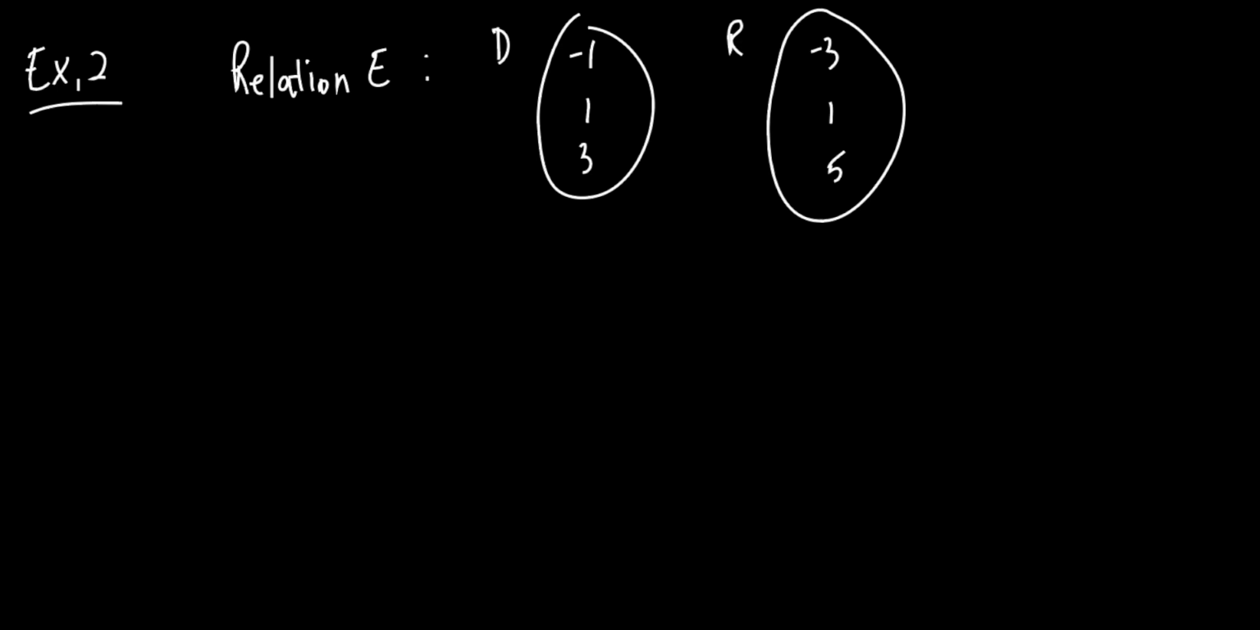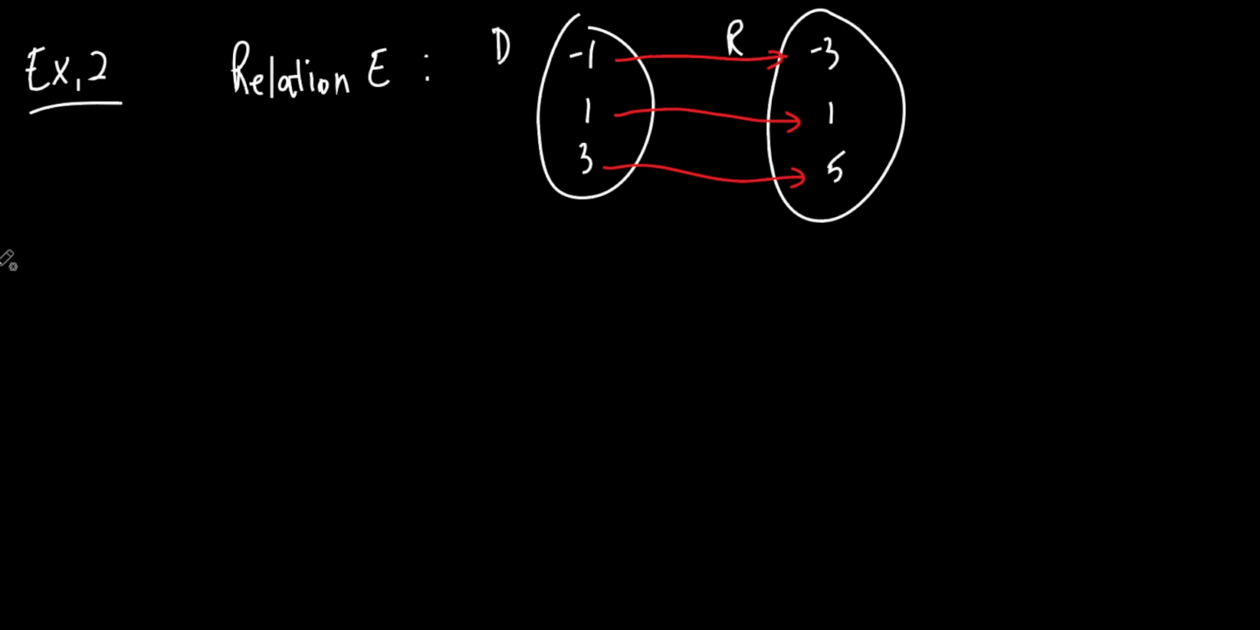All right, and then they actually draw the arrows. So they do this part for you. So that one goes with this one. -1 goes with -3. +1 goes with +1. And +3 goes with +5. And here's what they ask you to do. They say represent this relation. This is a relation, right? This relates to that, to that, to that. Represent it as a set of ordered pairs, as a table, and as a graph.